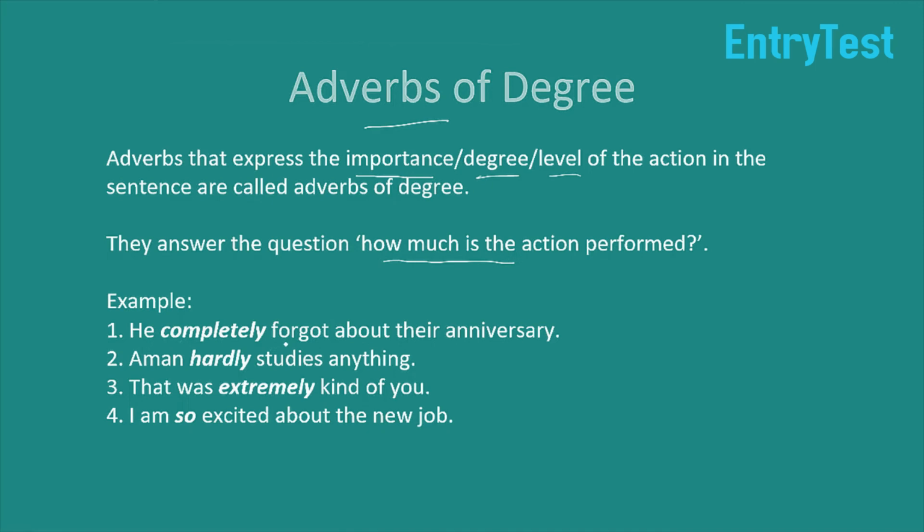He completely forgot about the anniversary. So वो पूरी तरह से भूल गया. He completely forgot. It's not like he was remembering for some time, but then at the last moment he forgot. He completely forgot. So that was the level of the action. Okay, so this is my adverb of degree or adverb of importance.